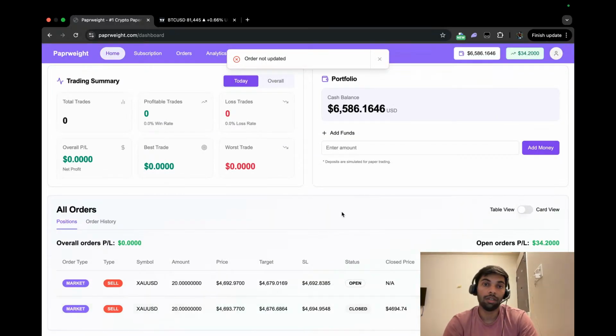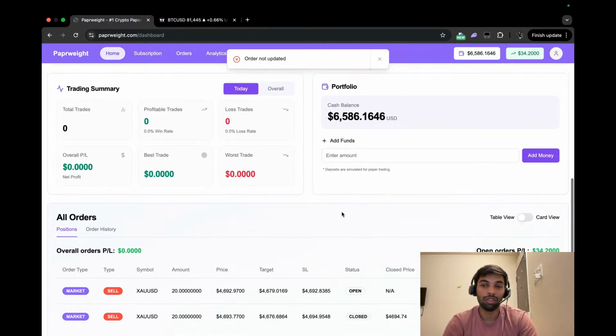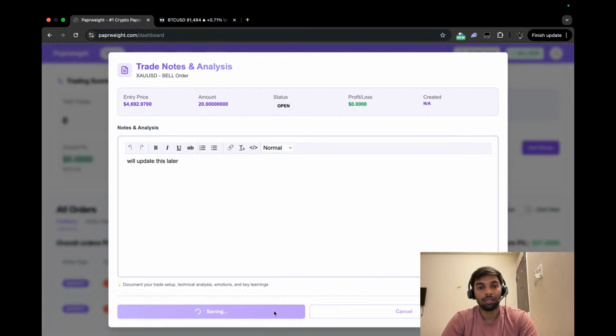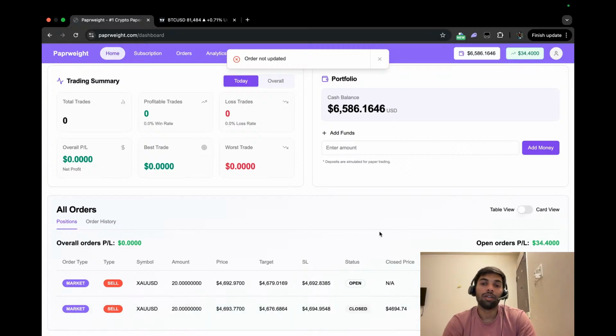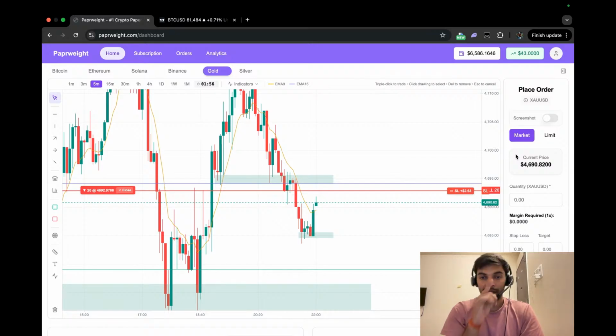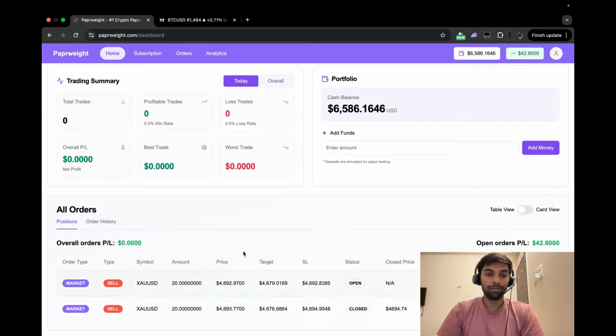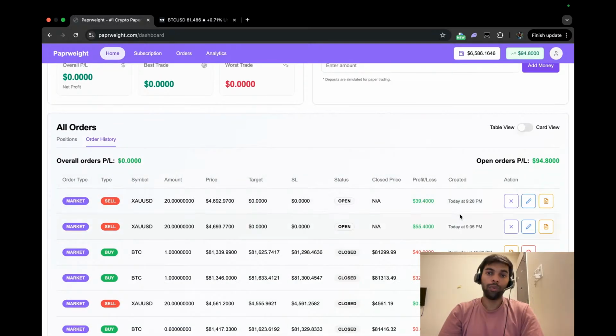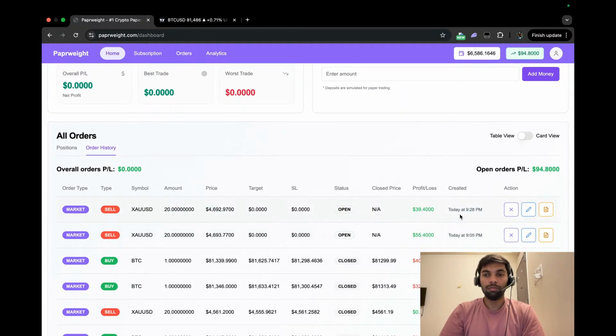Let me save this note. Order not updated. Yeah, no one wants you to update the order. Save. Will update this later. Save it. Okay, something went wrong in the application. Never mind. I think I only took two trades today. Yeah, I only took two trades today. So I will update you guys.